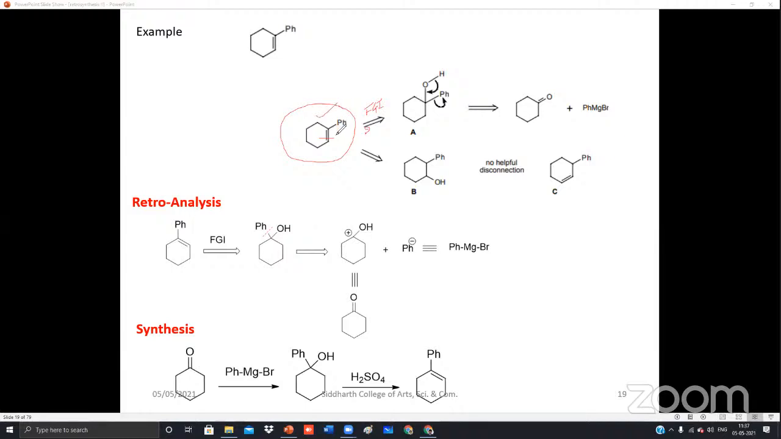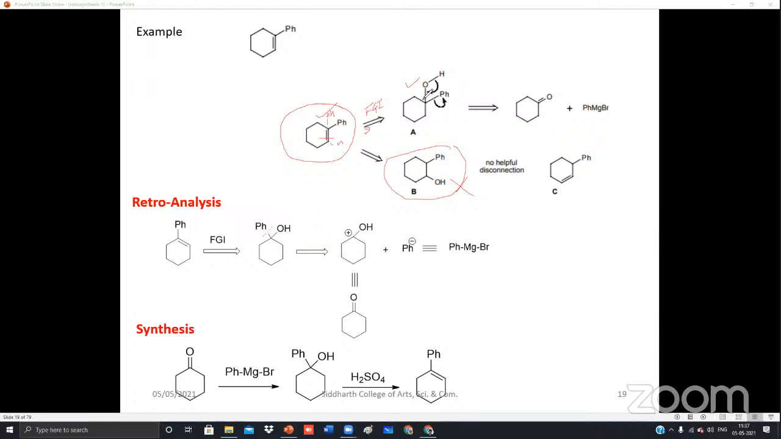Now, this is the addition of water molecules. If we do OH addition over here, and H over here, you will have this molecule. But if you add the OH the other way around, you will end up with this, which will not be helpful in the synthesis. But this particular alcohol, a tertiary alcohol, will be very useful.